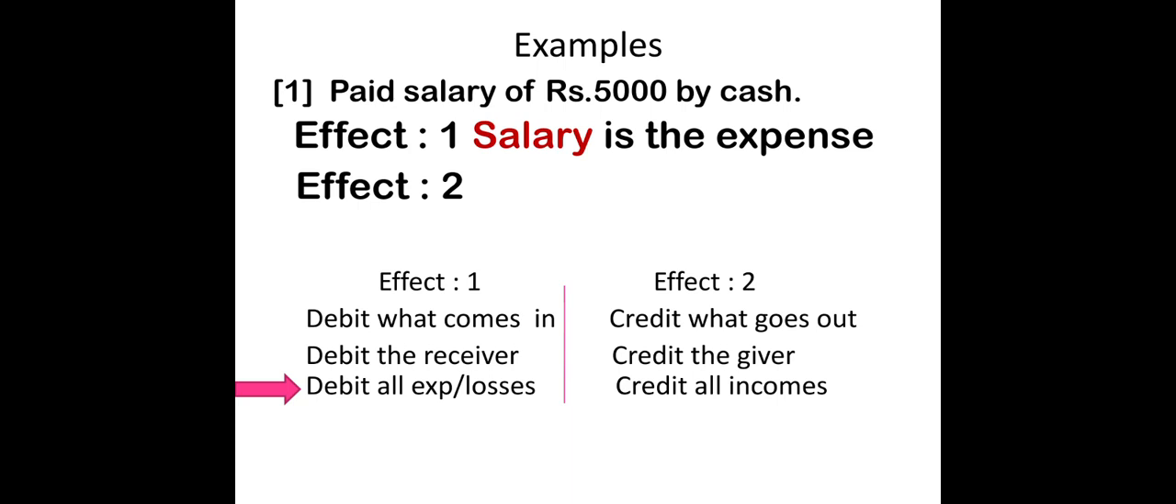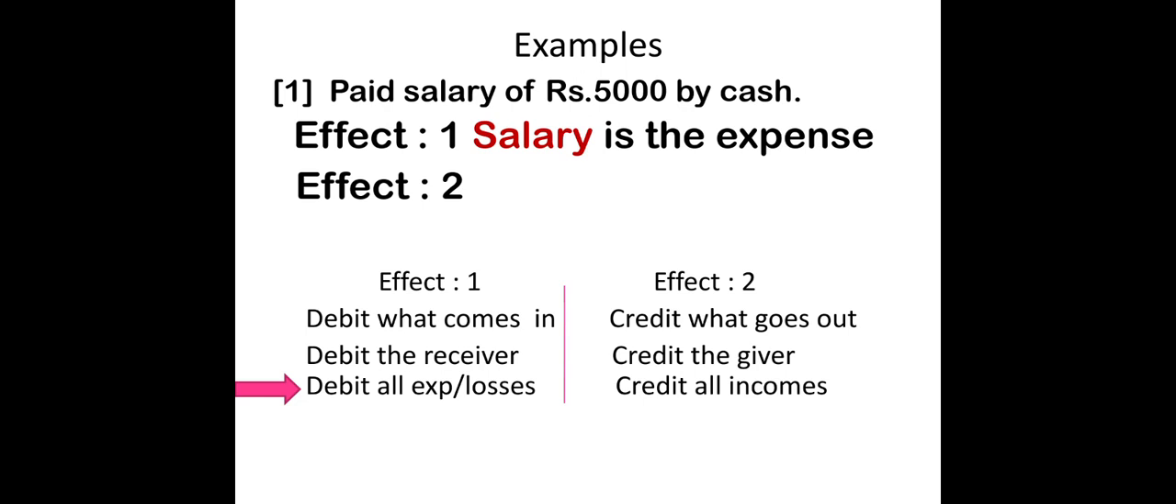Okay, now tell me what to select in effect number 2. In effect number 2, we have 3 choices. Let's decide one by one. Credit what goes out, credit the giver, and credit all incomes. Now student, there is no income first of all, because it is an example of expense. So expense and income cannot come together. So last one is ruled out. Credit the giver, there is no name in this sentence, student. So no one is the receiver and no one is the giver. So credit the giver is also not applicable.